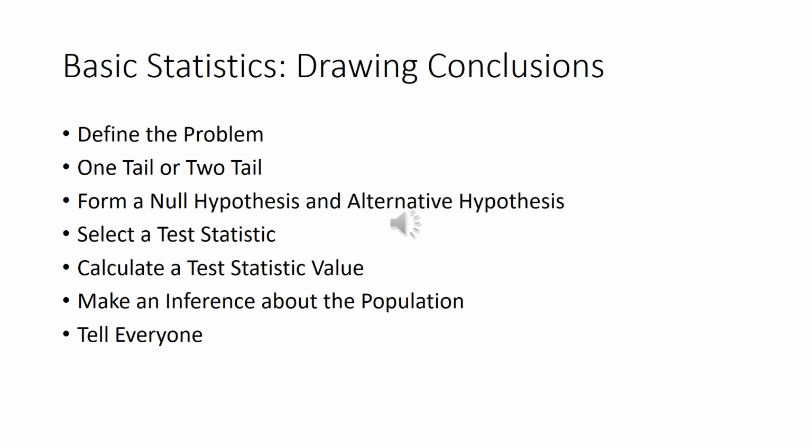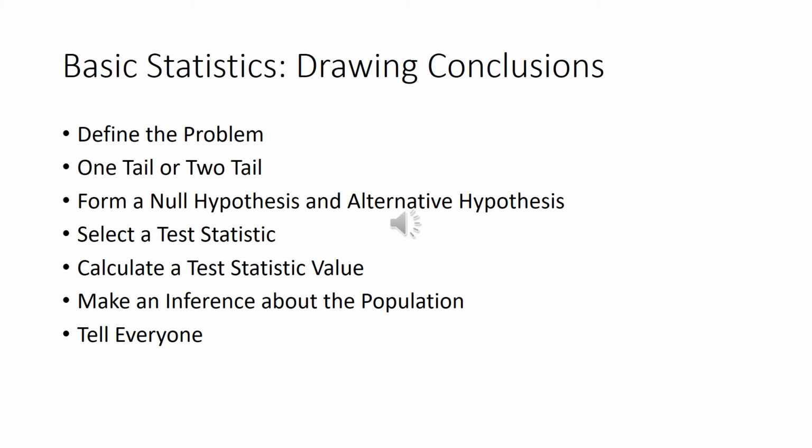Okay, so now we're ready to start doing some math. So first thing I do is define the problem. If you think you can get bigger or smaller, and only bigger or smaller, then you want to do a one-tail test. If you can go either way, then it's a two-tail test. We're going to talk a little bit about hypothesis testing and null hypothesis and alternative testing.